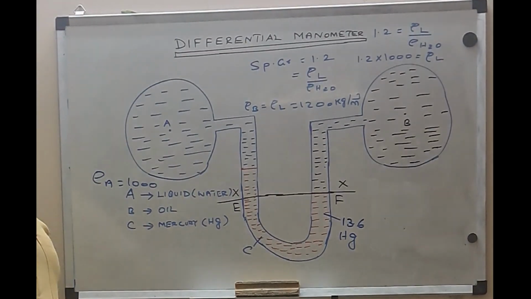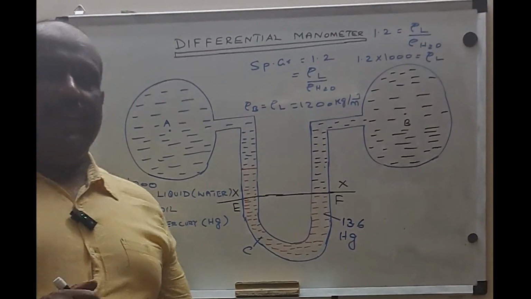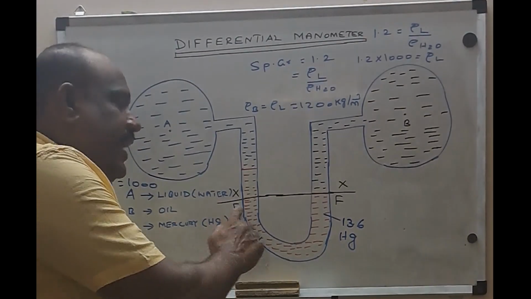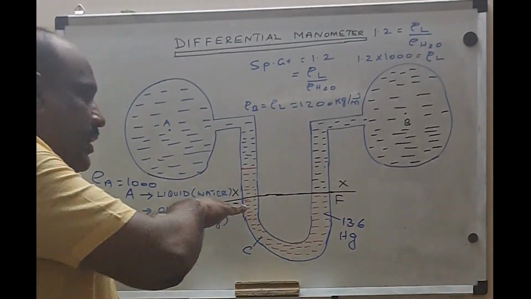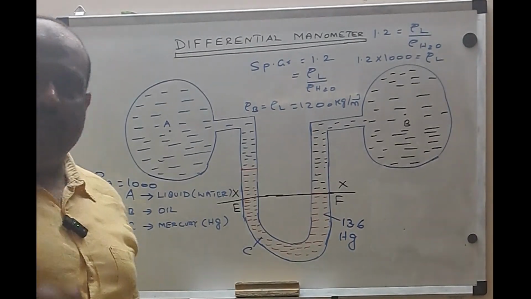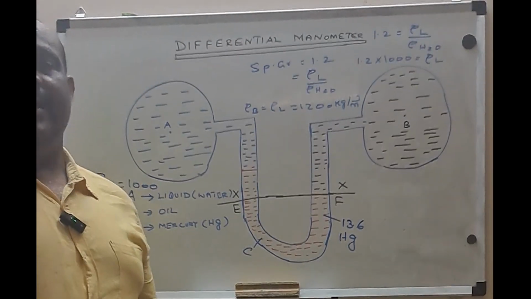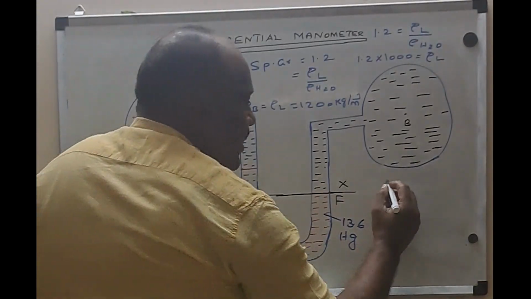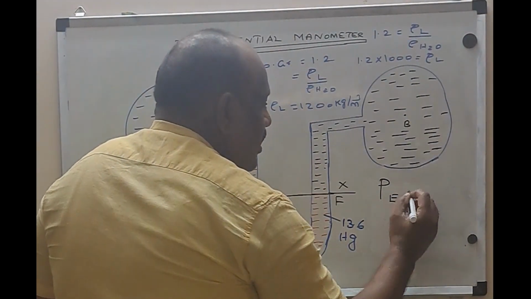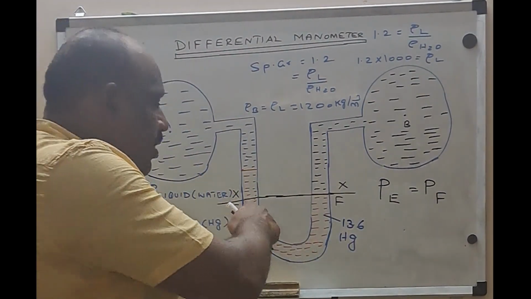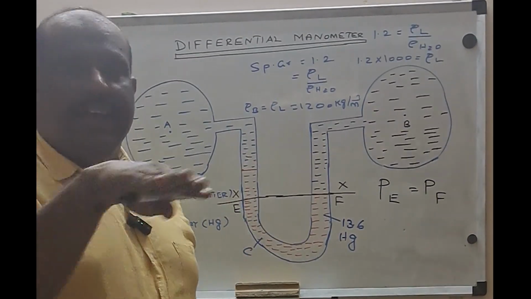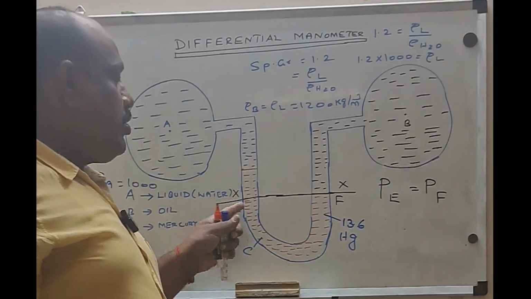E and F. If you want, you can put a D and E also, nothing wrong in that. So at E and F, since both are the same liquid and both are at the same height, what is the inference you can tell now? The pressure at E should be equal to the pressure at F, because both are mercury and both are at the same height.